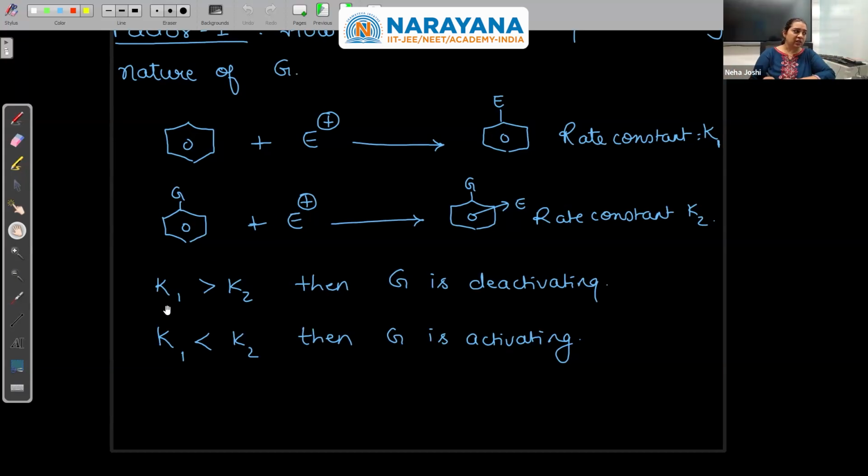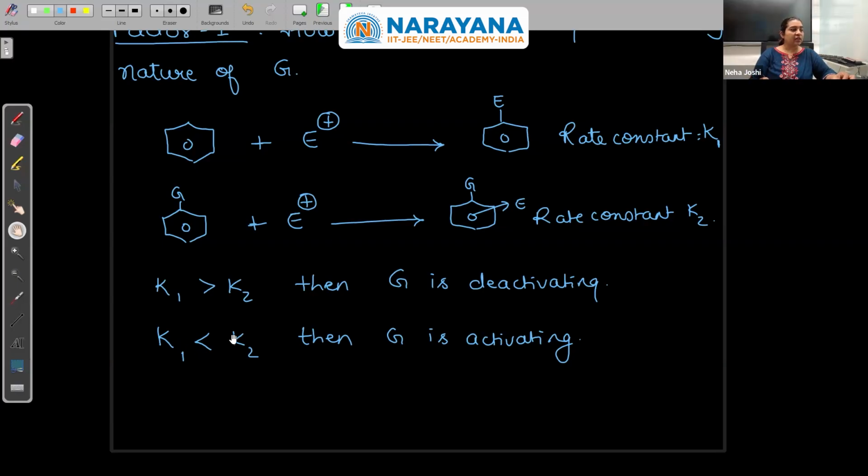When we get this data, then if K1 is greater than K2, it means in the presence of this G, the same reaction rate has gone down, right? The same reaction is proceeding less quickly kinetically. It means this G is acting as deactivating. Is that clear? If it is so, then this G is deactivating. Is that absolutely clear?